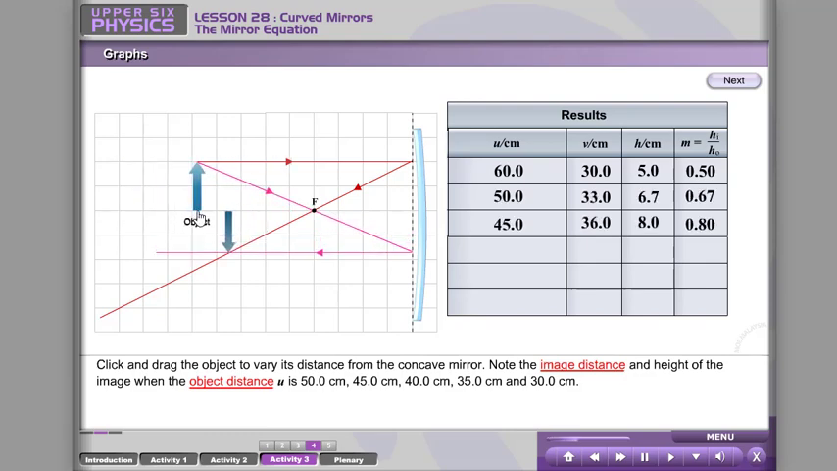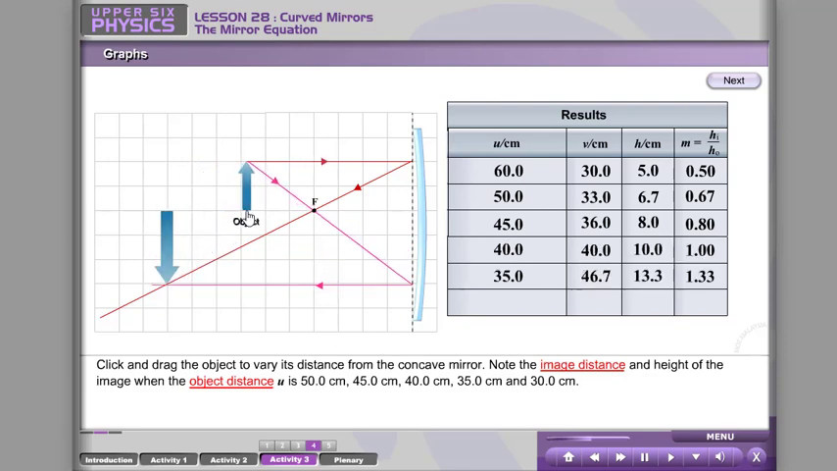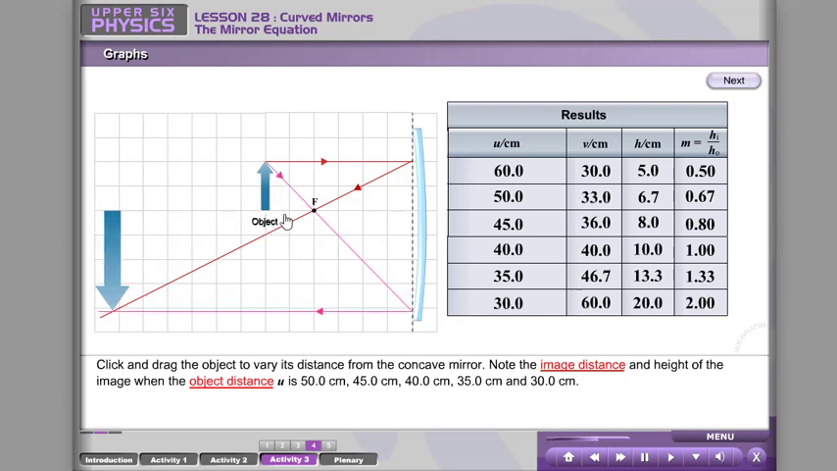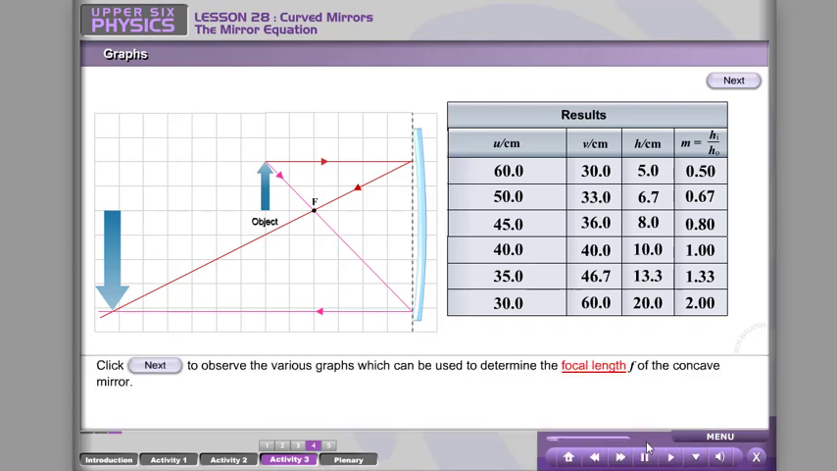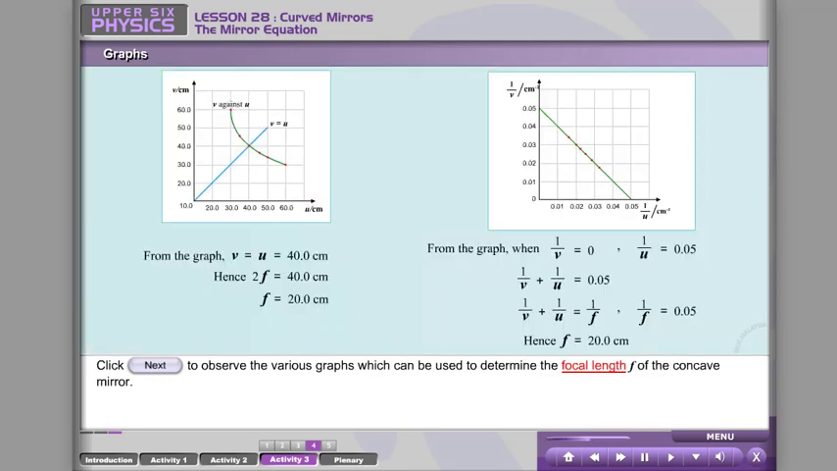Note the image distance and height of the image when the object distance u is 50.0 centimeters, 45.0 centimeters, 40.0 centimeters, 35.0 centimeters, and 30.0 centimeters. Click the next button to observe the various graphs which can be used to determine the focal length f of the concave mirror.